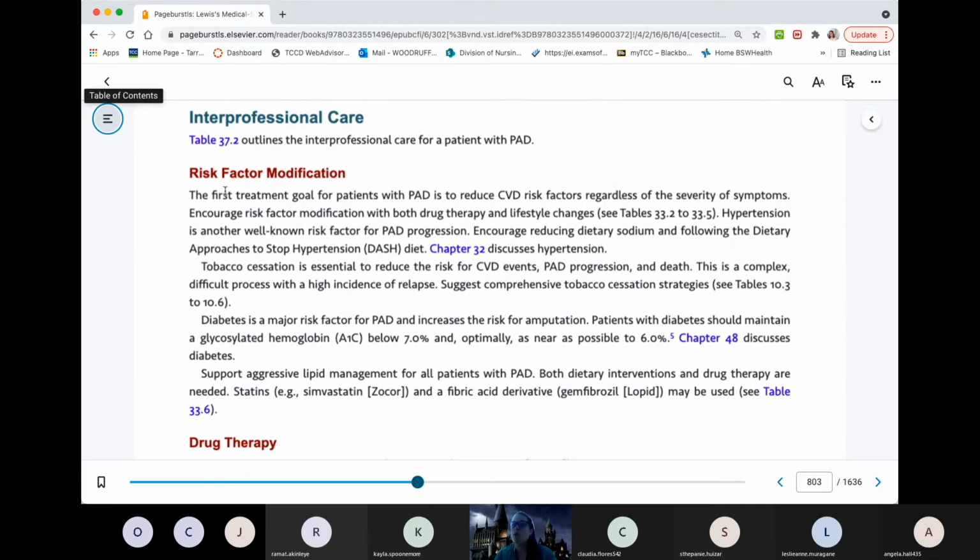So what is it saying here? The overall care for a patient with peripheral artery disease: there are risk factors that I can work on. So it's saying there's something the patient can do to prevent this from getting worse.